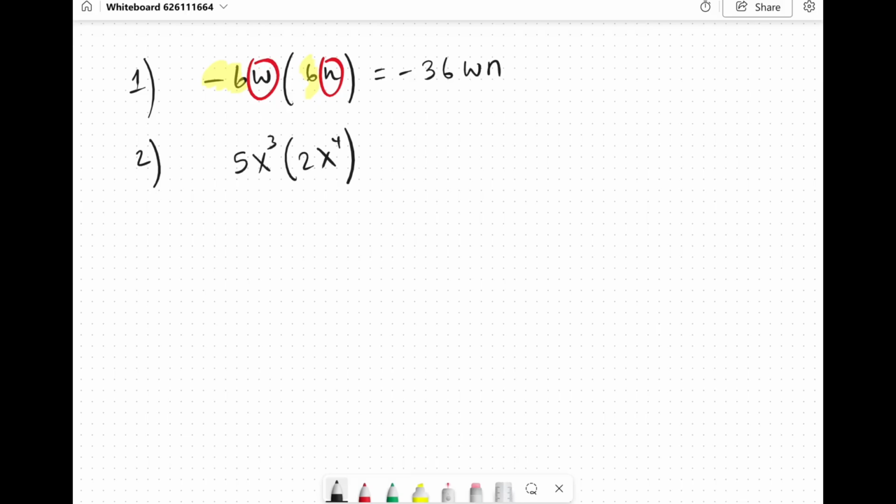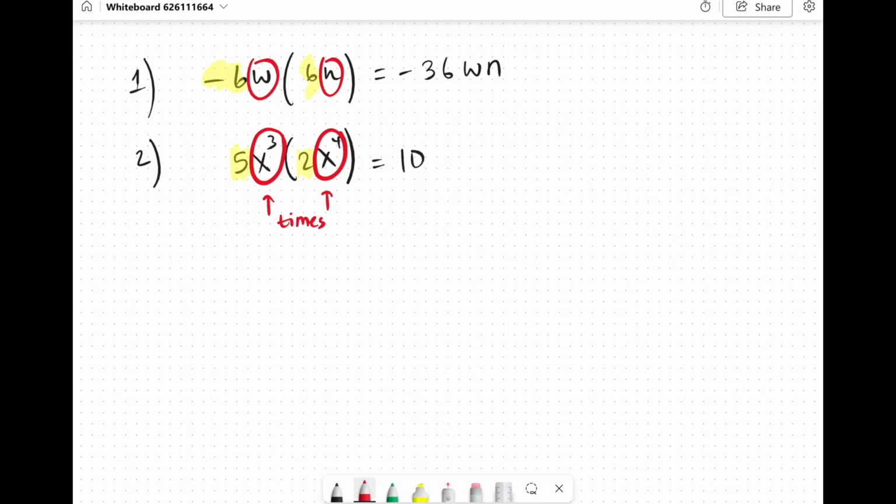For this example here, you still have two coefficients, a 5 and a 2, and we need to make sure we multiply those into a 10. And then you have two bases that are the same and they have exponents. And this is also multiplication.